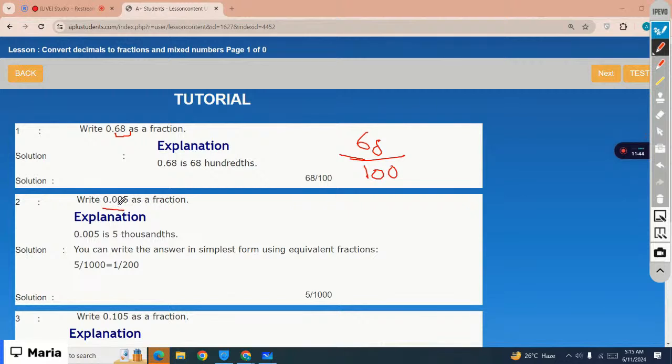The next one is 0.005. So you have to add 1 for the decimal point, and because you have three digits over here, you need to add three zeros. That is 5 divided by 1000. You can divide them by the greatest common factor, that is 5. So 5 times 1 is 5, and 5 times 200 is 1000, that is 1 over 200.